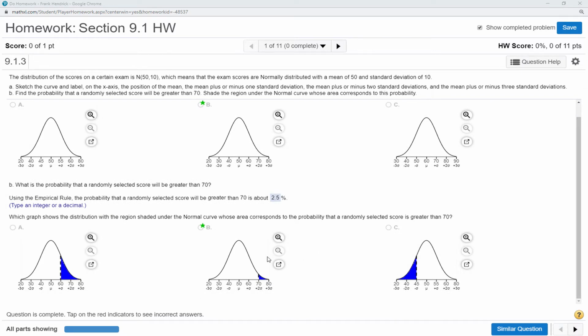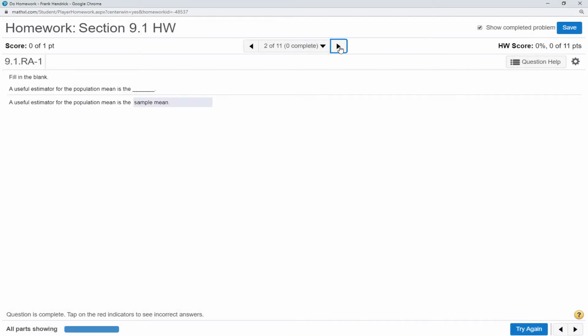Which one corresponds to the graph? B. The best estimator for the population mean is the sample mean.